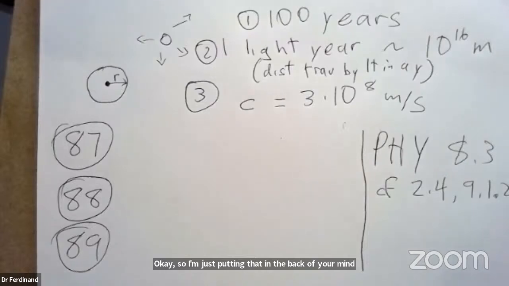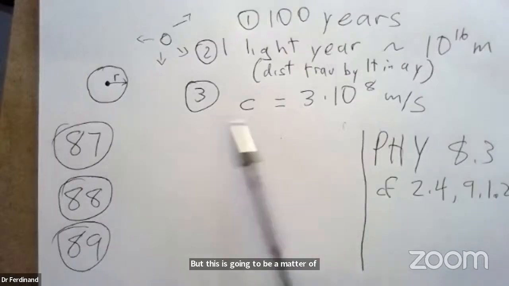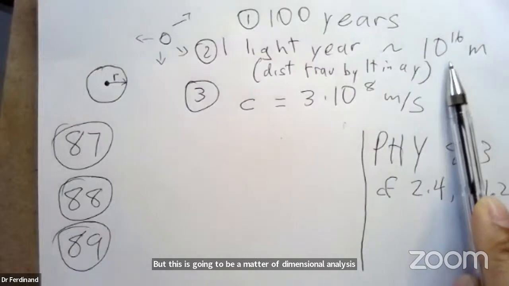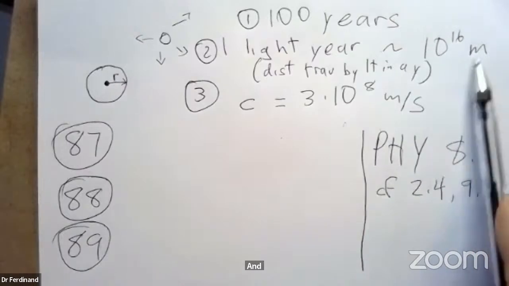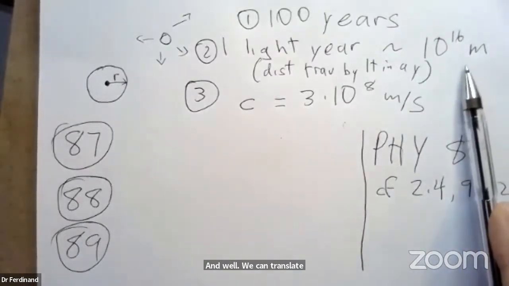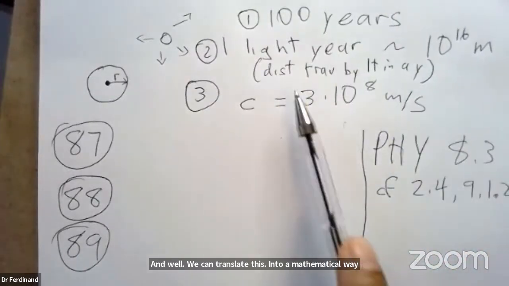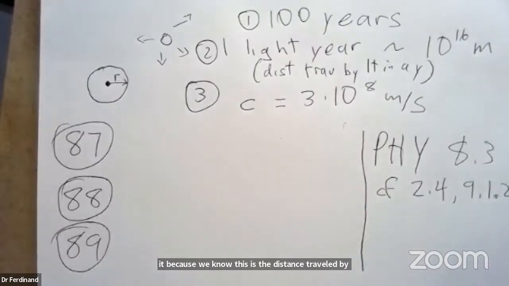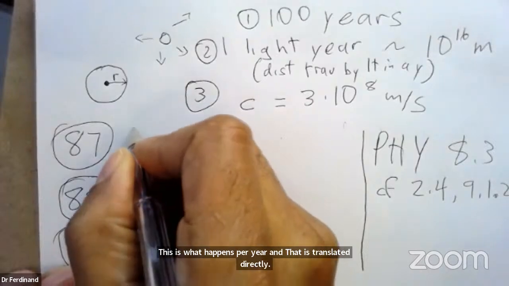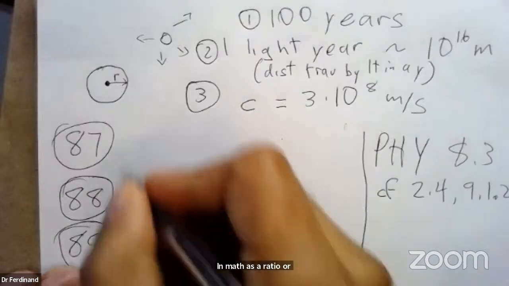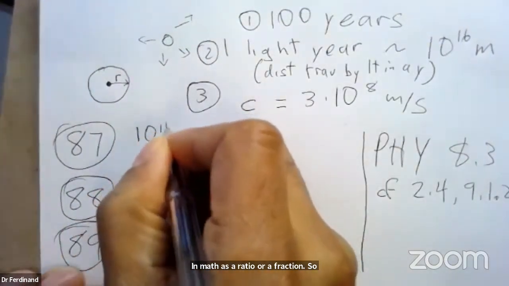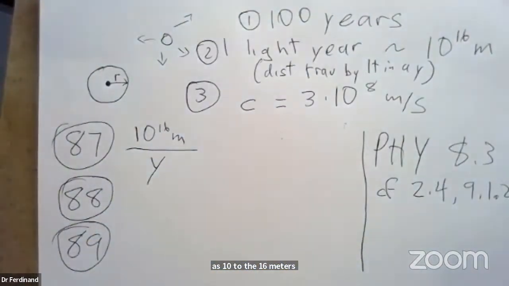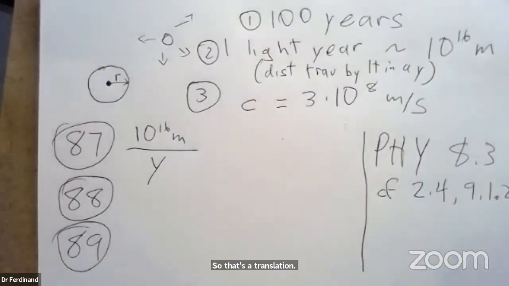But this is going to be a matter of dimensional analysis. So we're given 1 light year is this distance. And we can translate this into a mathematical way of saying it. Instead of saying 1 light year is this, because we know this is the distance traveled by light in a year, another way of saying in a year is per year, right? Isn't that a common expression, that this is what happens per year? And that is translated directly in math as a ratio or a fraction. So I can rewrite this as 10 to the 16 meters per year. That's a translation of this information provided in the passage.